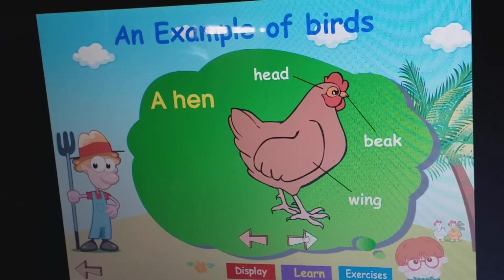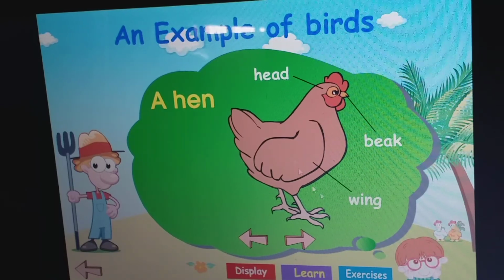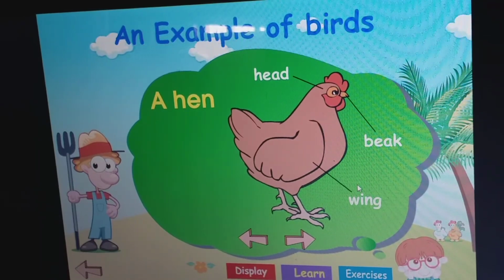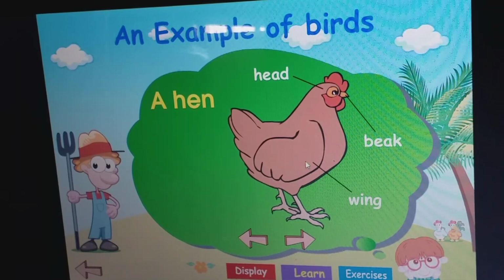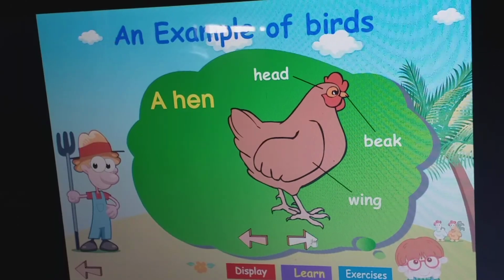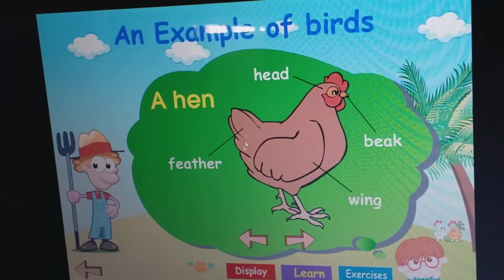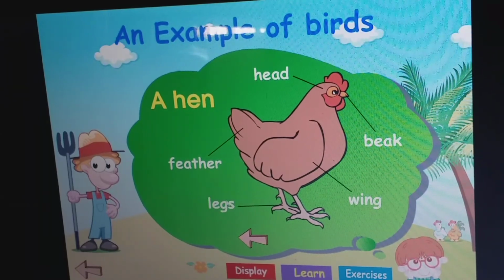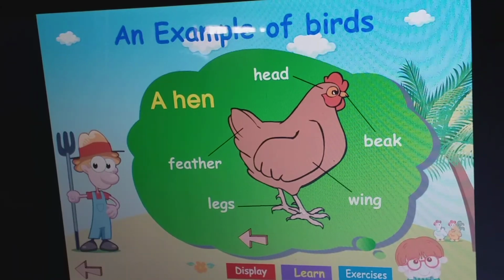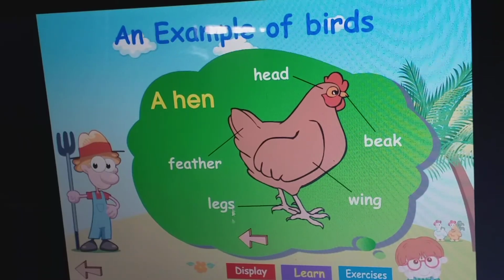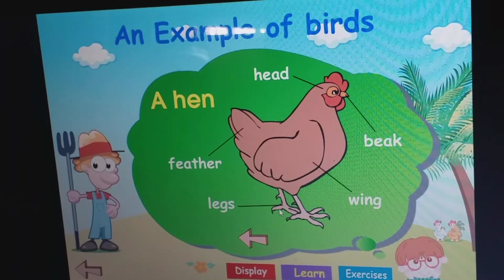A hen has two wings. One, two wings. And hens can also fly, because hens have two wings. One, two. Okay? Two wings. A hen has feathers. Okay? And a hen has legs. A hen has two legs. One, two. Two legs. And hens can walk and can fly.